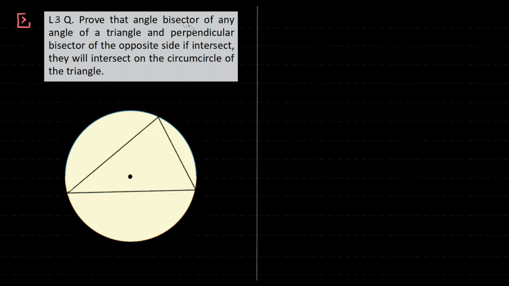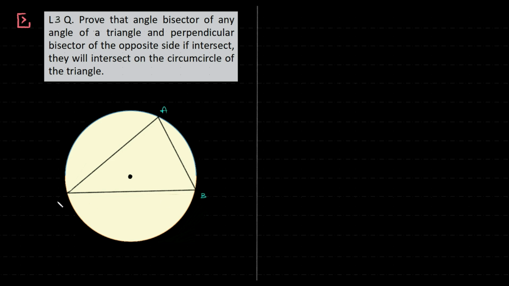Prove that the angle bisector of any angle of a triangle and the perpendicular bisector of the opposite side, if they intersect, will intersect on the circumference of the circle. So let me explain the question before we start discussing it.